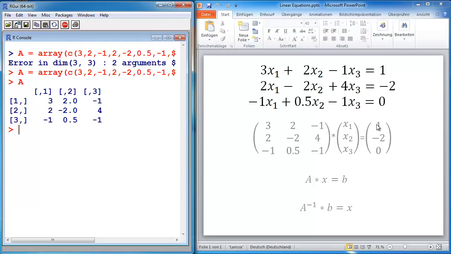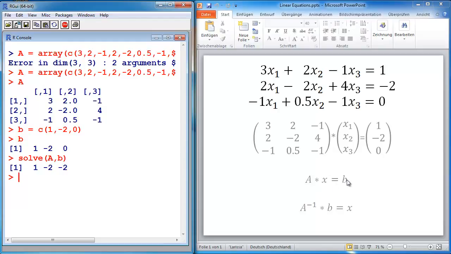So now we need the result vector B. I create B. It's 1, minus 2, 0. Show B. It's the same. Now we want to solve that. We want to get the values for that. In R we can use the function solve. We give A and B, and the result is x. This is x.